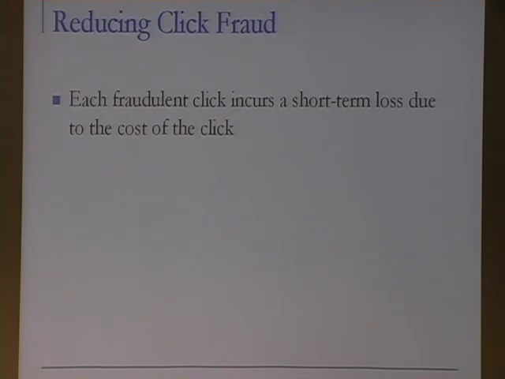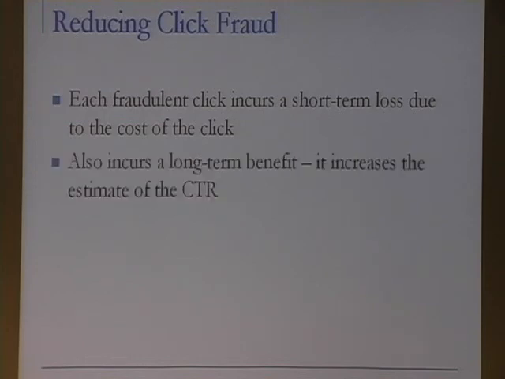So in a recent paper, we tried to come up with a way to reduce click fraud by changing the way that the auction is run, sort of behind the scenes. The reason that we had some hope of doing this is the following observation: each fraudulent click incurs a short-term loss, which is due to the cost of the click. But it also gives you a long-term benefit because it increases the search engine's estimate of the click-through rate. And the price of future clicks is inversely proportional to the click-through rate.